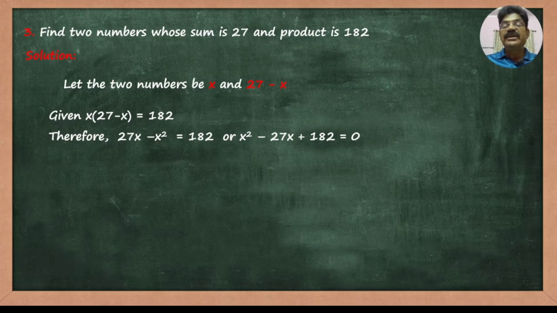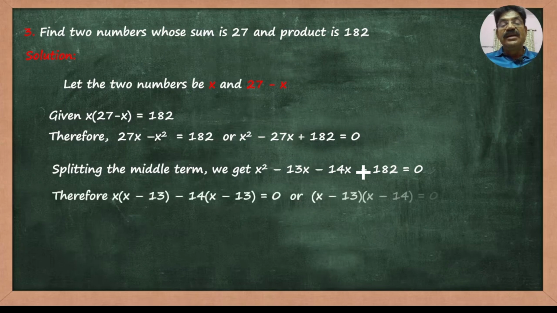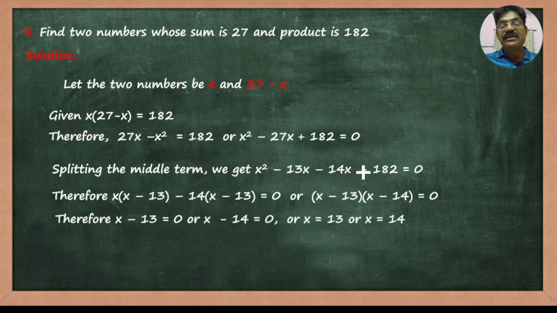So here what you have to do is find two factors of 182. If their sum is 27 or difference is 27, catch those two numbers. Obviously, 13 into 14 is equal to 182. So you have to put the sign suitably. So x square minus 13x minus 14x plus 182 is equal to 0. This can be written as x minus 13 into x minus 14 is equal to 0. Therefore, either x is equal to 13 or x is equal to 14. Therefore, the numbers are 13 and 14.